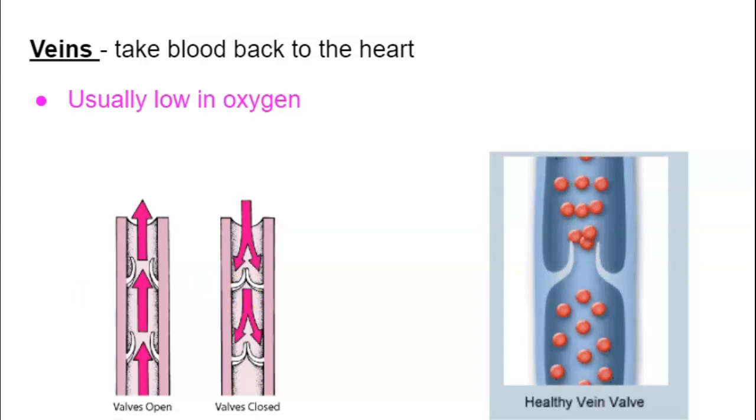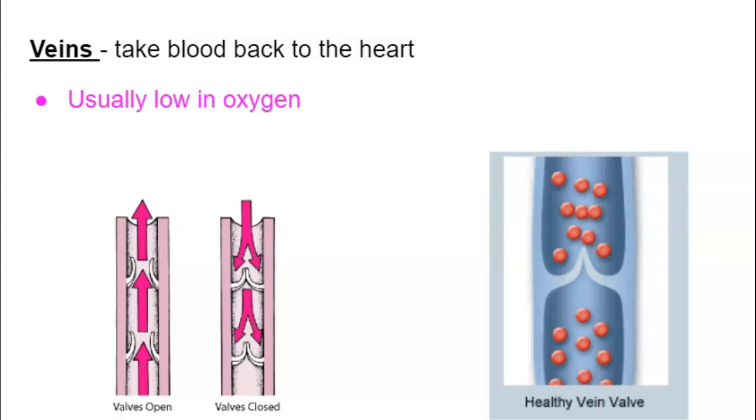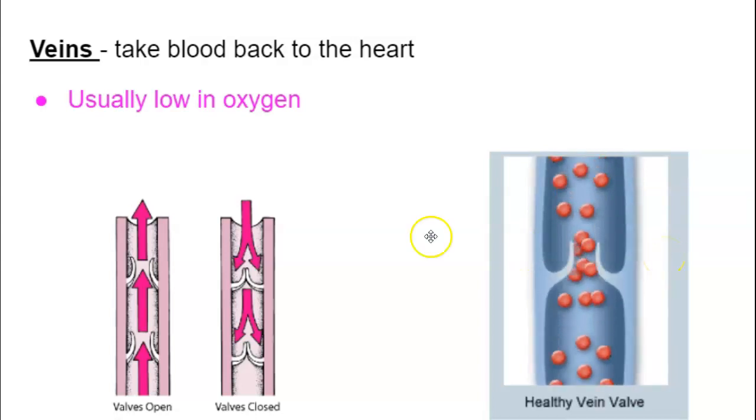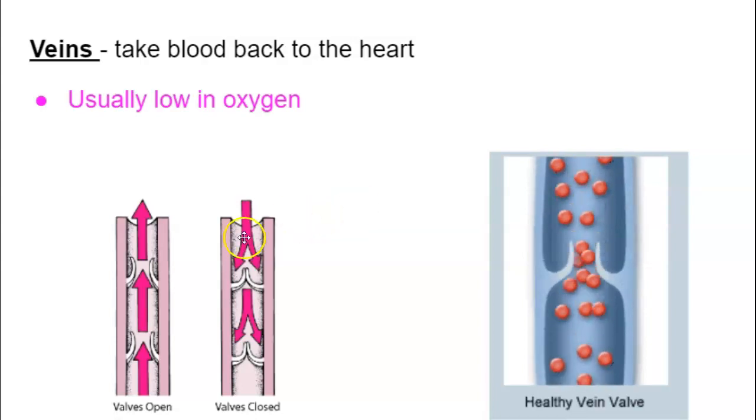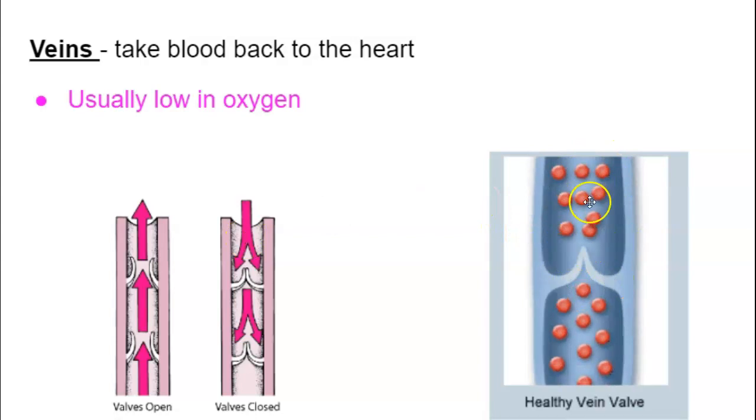So veins are usually low in oxygen. They don't usually have a lot of oxygen because they're returning blood back to the heart after it's been through a lot of the body. It's dropped the oxygen off at the cells on the way, and so it's returning to the heart. And at this point, there's not as much pressure in there.